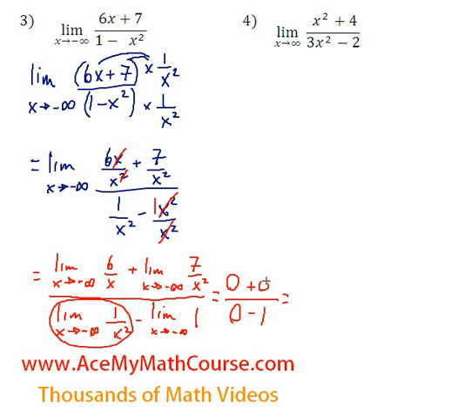So 0 plus 0 is 0, over anything, just 0. And we're done. So this limit is equal to 0.